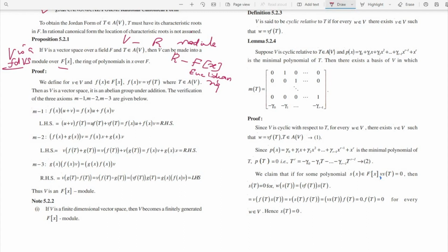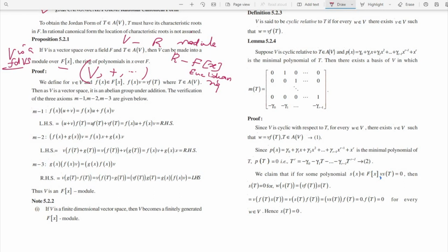For this, V already has an operation, addition, under which it is an abelian group, and we need one more operation in order to make this a module, here a module over F[x]. So we have to consider an element from F[x] and an element from V, and the resultant should again be a member of V only. How is that described? You consider small v in capital V, and f(x) in F[x], and define this multiplication.